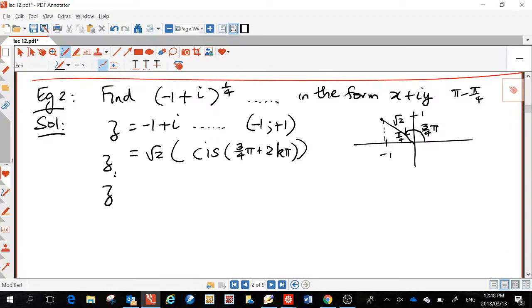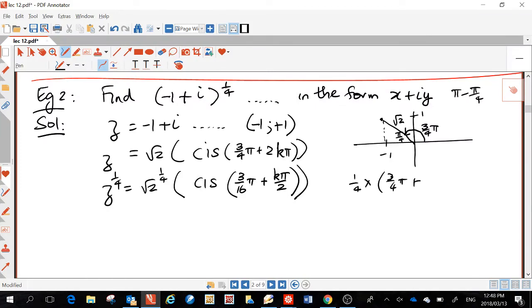So now let's do z to the 1/4. So it's root 2 to the 1/4 on both sides. Now it will be CIS. You have to multiply the quarter into the angle, right? That's the Moivre theorem: something to the power n is cos of n theta, so n comes into the bracket. So the quarter times 3/4 pi will become 3/16 pi, plus quarter times 2k pi, which will be k pi over 2. Remember, I have quarter times 3/4 pi plus 2k pi. That's how you get this here.